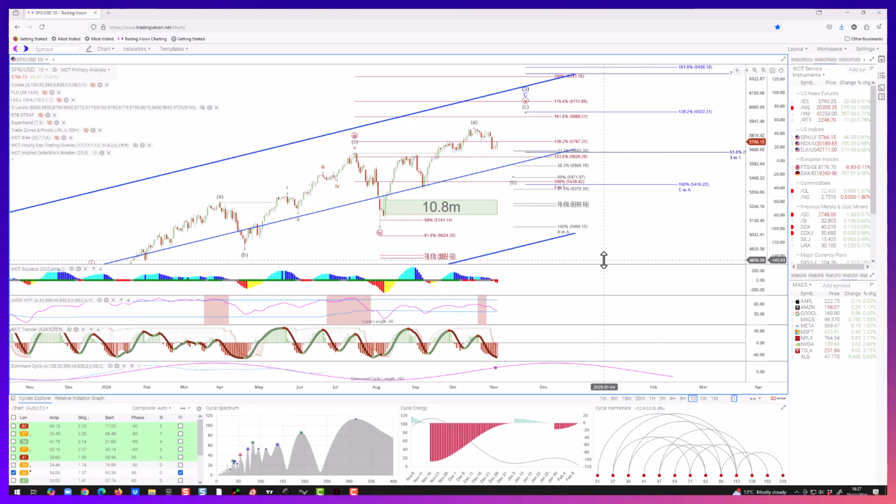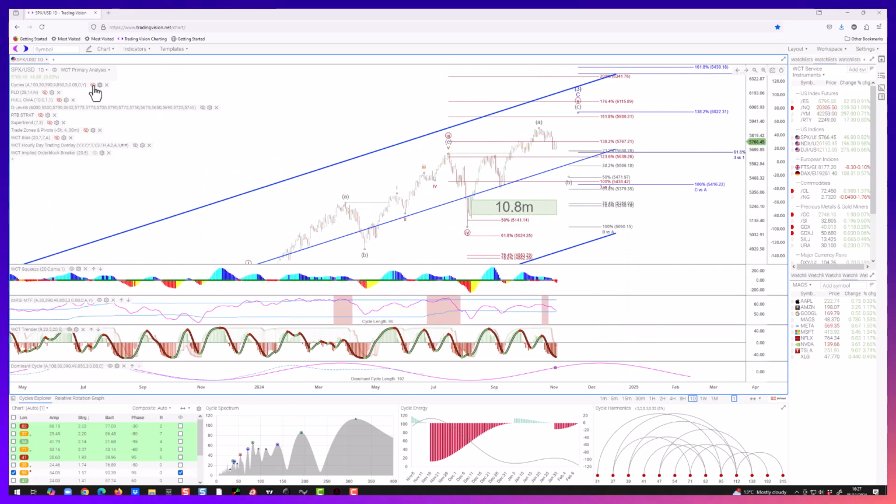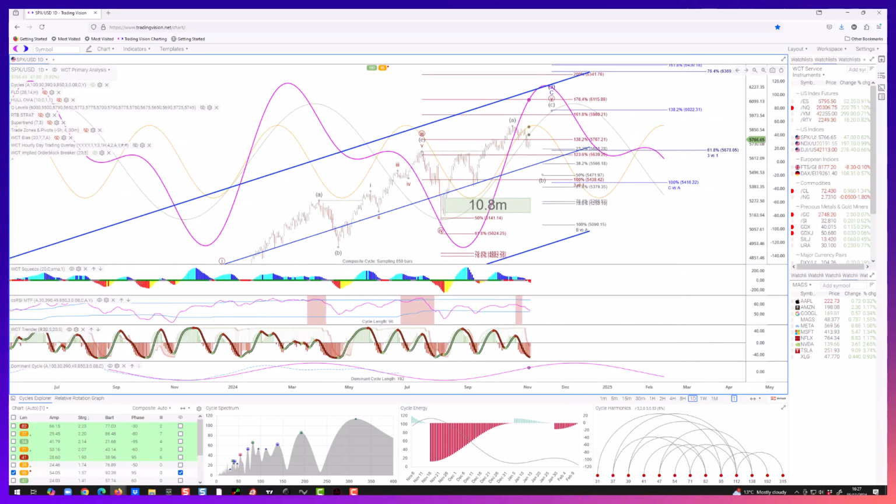I'm going to now just add the cycles in for a moment, and you can see that the composite cycle here is suggesting we've still got higher to go before this is done. The slightly shorter term cycle here, this 95 period cycle, is just topping out now, and the larger cycle, the 192 day cycle, doesn't top out until late December, early January. So we've got conflicting directions from the 192 day and the 95 day.